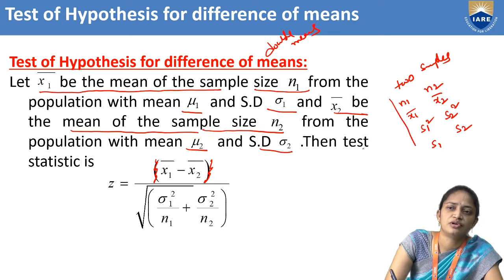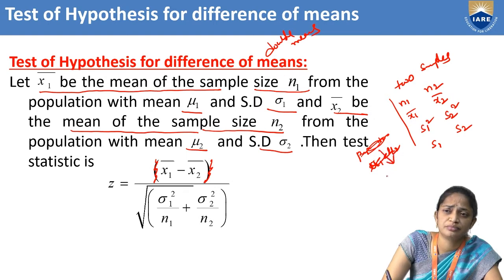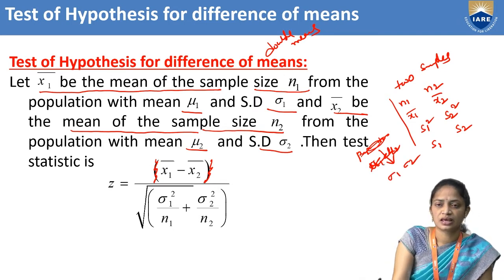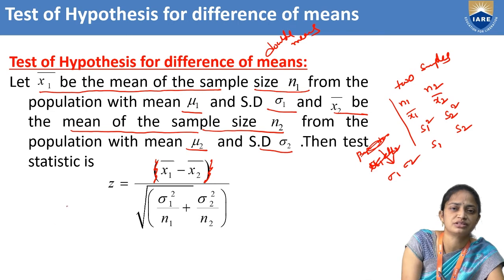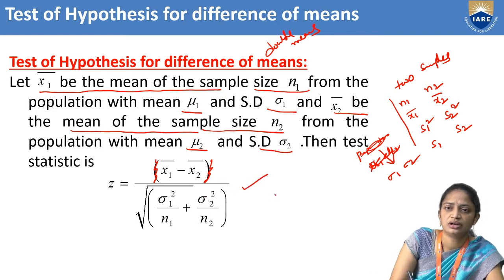And what is the population here? The population is actually capital N1, N2, and the population means are denoted with mu1, mu2 if we have two populations. The population standard deviations are sigma 1 and sigma 2. So this is the formula for test of hypothesis for difference of means: z equal to x1 bar minus x2 bar divided by under root of sigma 1 square by n1 plus sigma 2 square by n2. This is for two means or two samples.